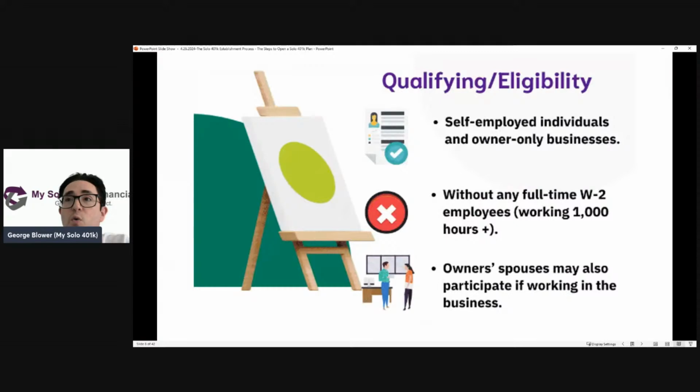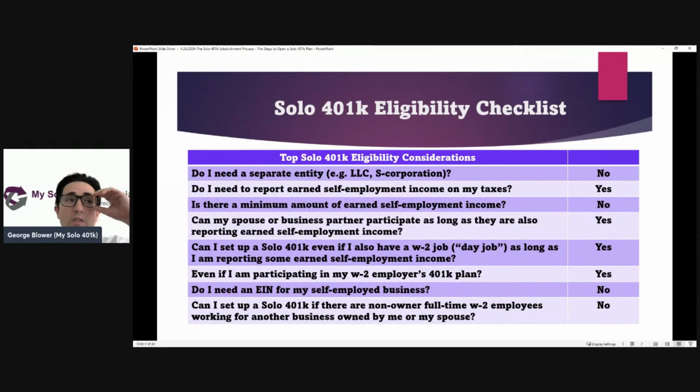As far as the specific qualifying requirements, again, you got to be self-employed, right? Have an owner-only business without any full-time W-2 employees. So full-time would mean someone that's working 1,000 hours or more with 1 year of service, or 500 hours or more for 2 consecutive years. Now, of course, that could be you, right? You could be the W-2 employee, and that doesn't mean that you're not eligible to set up a Solo 401k. Could also be a business partner who's working in the business and reporting their own earned self-employment income, or a spouse may also participate if they're working in the business.